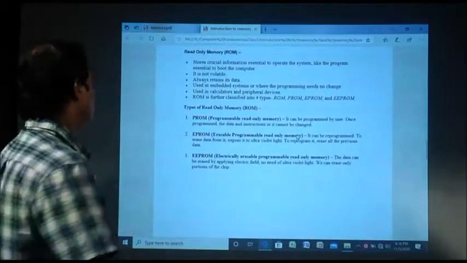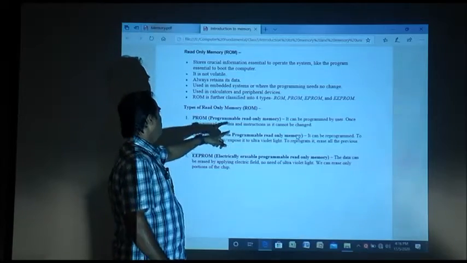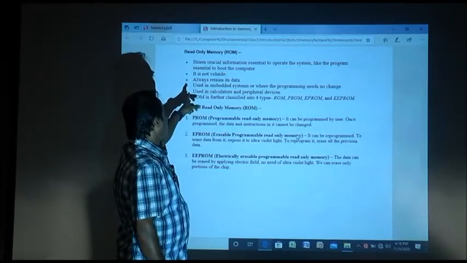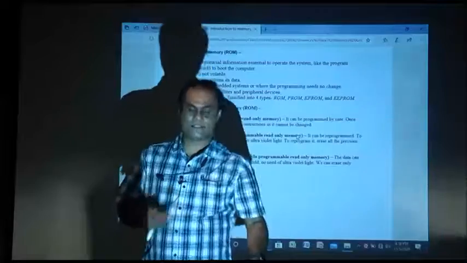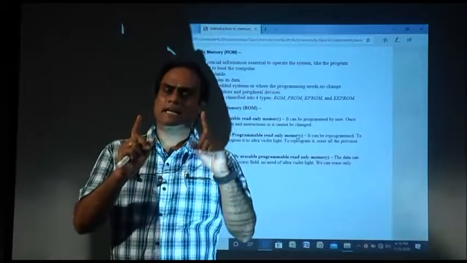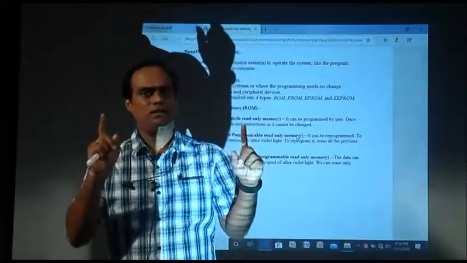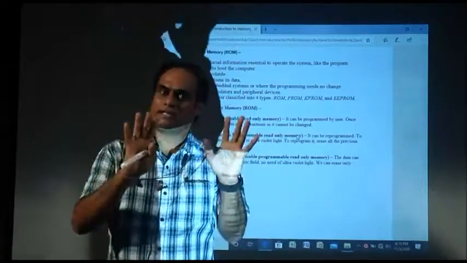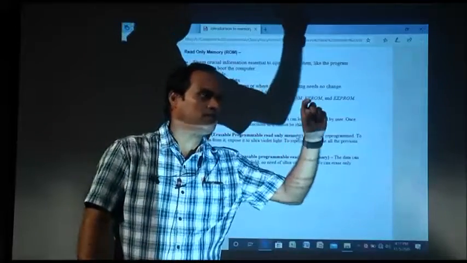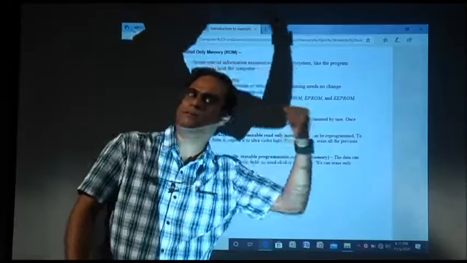Then ROM. As per its name, it is read only memory. Again, it is very important to know the difference between RAM and ROM. RAM is random access memory, it is volatile in nature. ROM is read only memory, but it is not volatile. Volatile means when we switch off the machine, whatever the content inside the RAM will vanish.